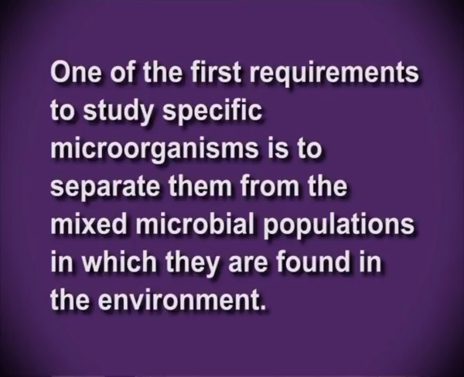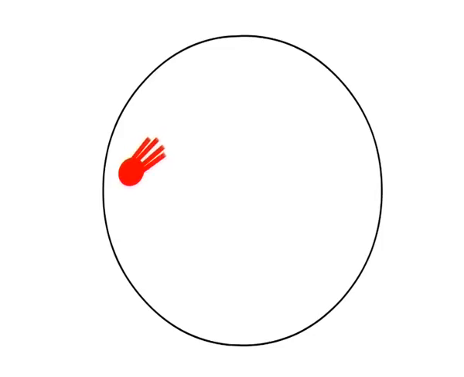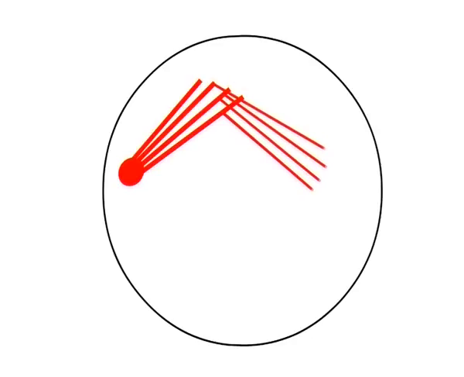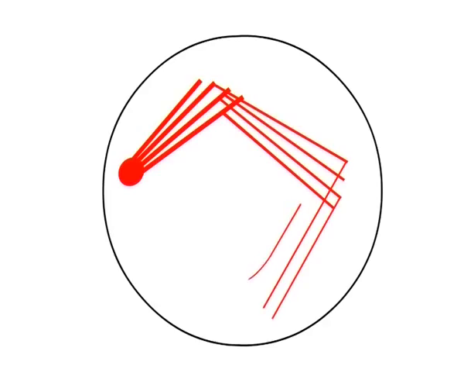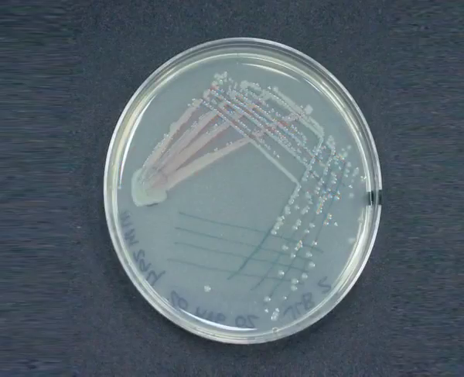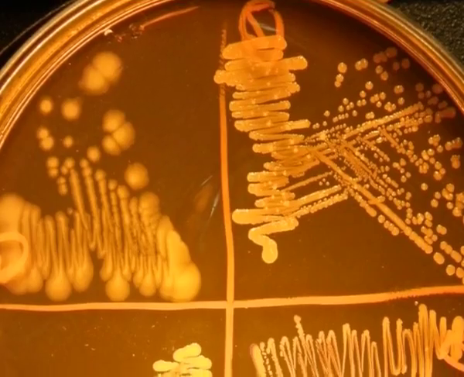Let's learn on isolation techniques. One of the first requirements to study specific microorganisms is to separate them from the mixed microbial populations in which they are found in the environment. To achieve this goal, microbiologists use culture media and aseptic transfer techniques. Let's learn about inoculation. It is an introduction of a very small sample of cells called inoculum into a receptacle containing nutrient or culture medium.